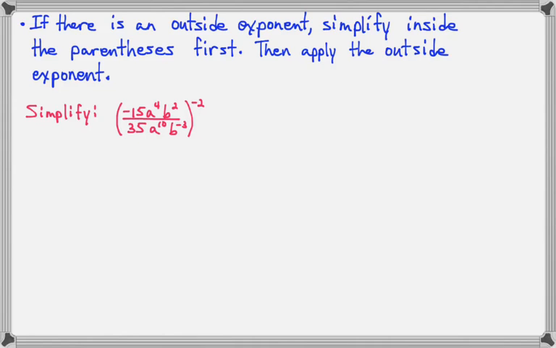Okay, so here's our first step. I did go ahead and simplify the 15 over 35. Both of these can be divided by 5, and we get negative 3 over 7. The only other thing I did was move the b to the negative third into the top. Now you can see in the next step, I'll simplify the a's by doing 10 minus 4 is 6, so I'll have a to the 6th in the bottom, and both b's are in the top, so we'll have b squared times b to the third makes b to the 5th.